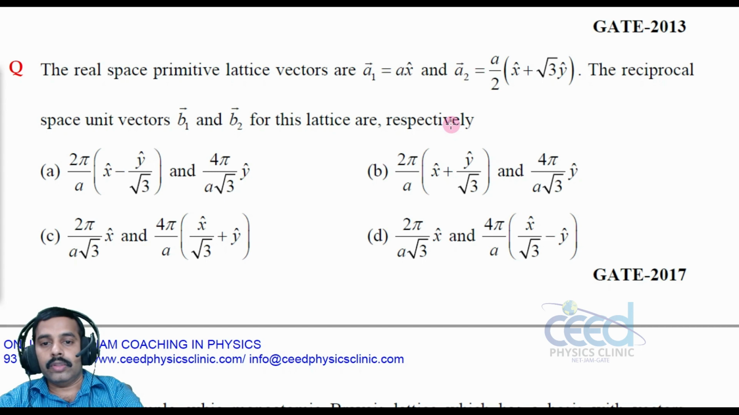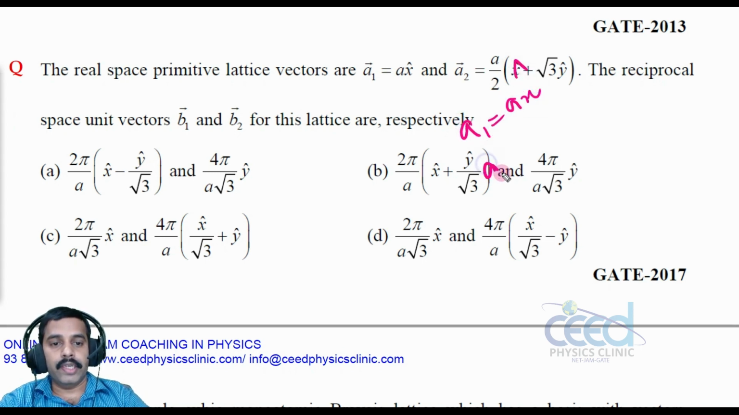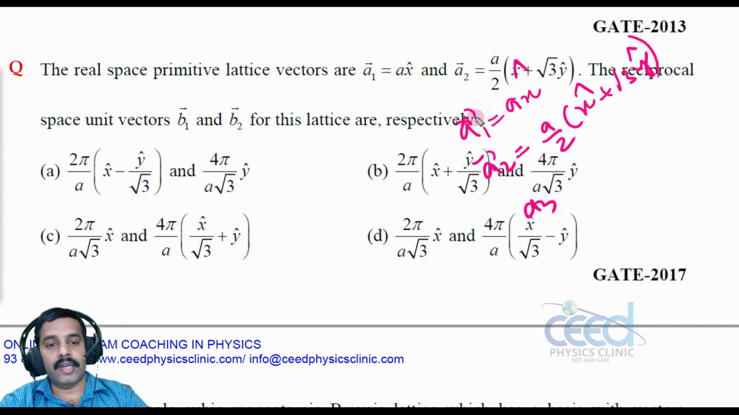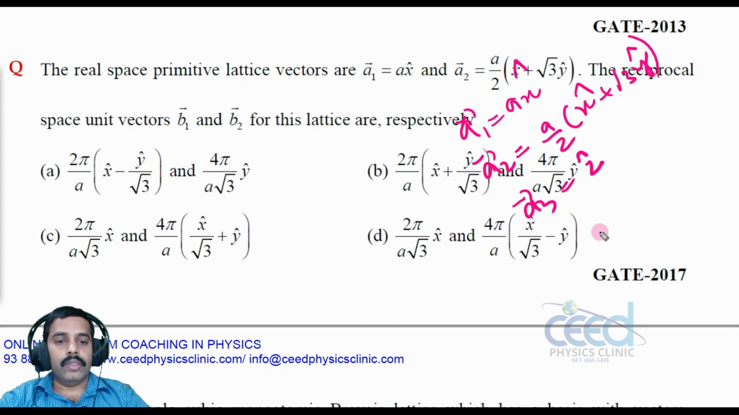So to do this problem, a1 is equal to a x cap and a2 is equal to a by 2 into x cap plus root 3 y cap. I am choosing a vector a3 along the z direction, that is z cap, to know about the nature of these primitive reciprocal lattice vectors, right? Now what is this b1?